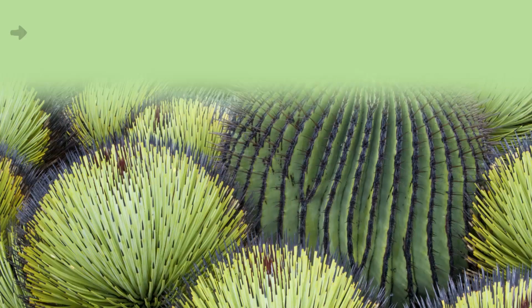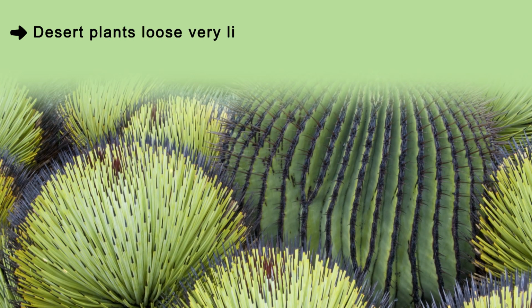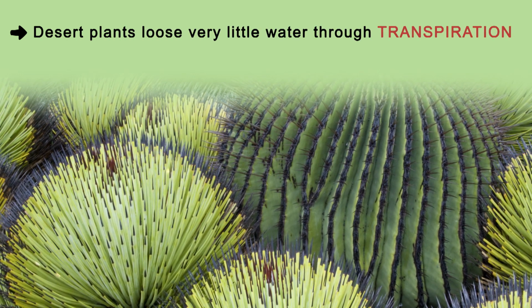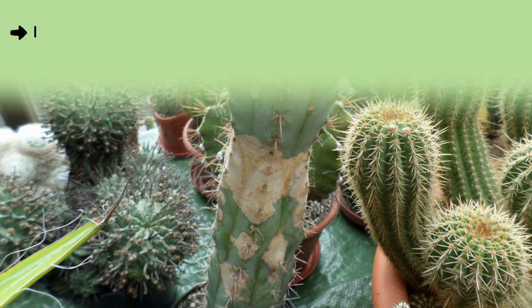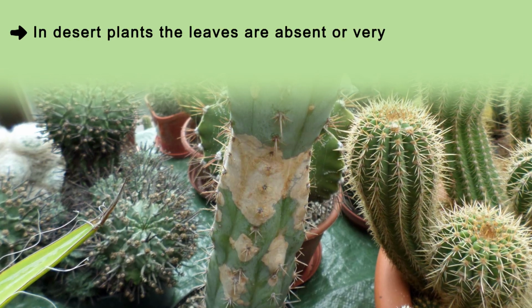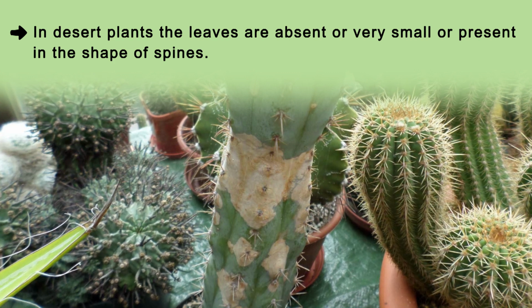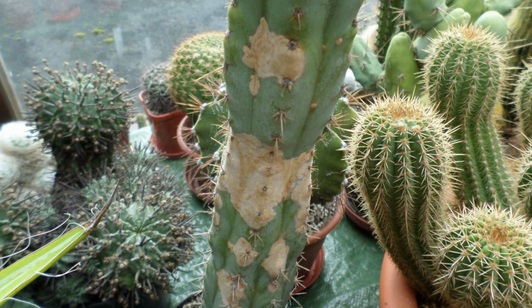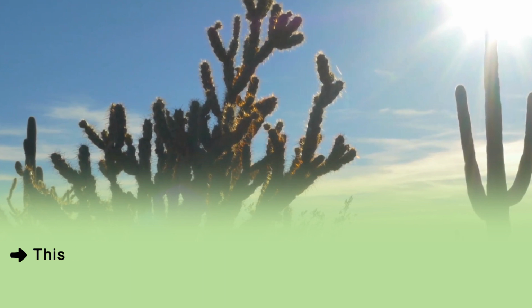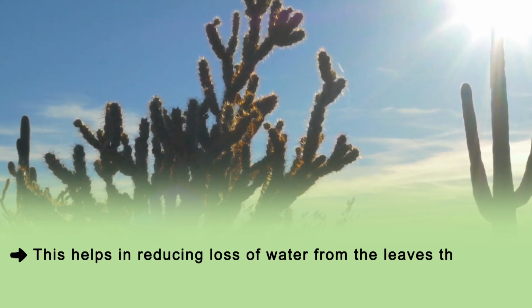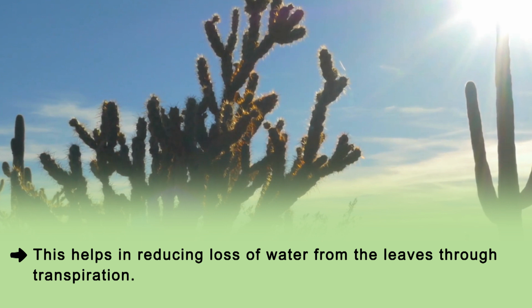So, let us see how the desert plants are able to survive in the desert. They lose very little water through transpiration, about which we discussed in our last class. In desert plants, the leaves are either absent, very small, or present in the shape of spines. This helps in reducing loss of water from the leaves through transpiration.